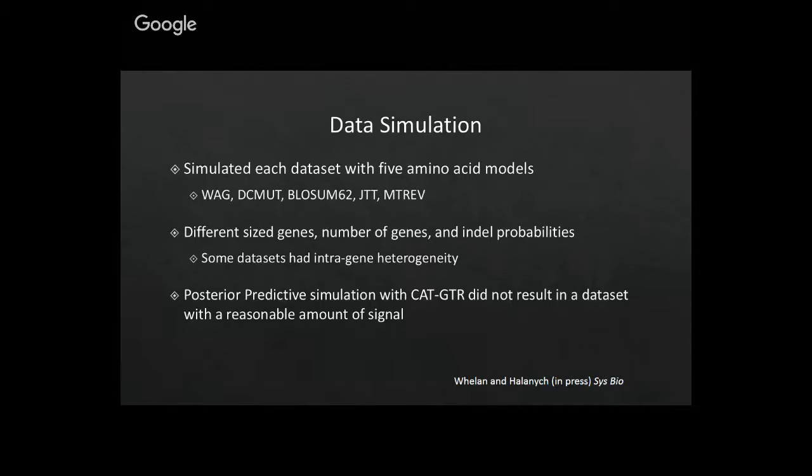We did try doing posterior predictive simulation with CAT-GTR, and we determined it didn't really result in a data set with a reasonable amount of signal because we couldn't recreate with any model, including CAT-GTR, the relationships that the data were simulated under. So I think there might be some issues with the way that's implemented right now in PhyloBayes, but I'll also talk about when I start looking at how CAT-GTR actually categorized the site heterogeneity, why posterior predictive simulation with the current implementation of CAT-GTR might be problematic. But we did at least give it the old college try with that one.